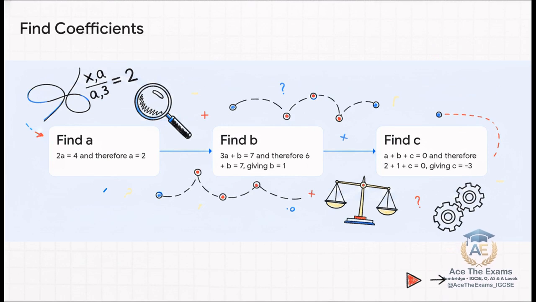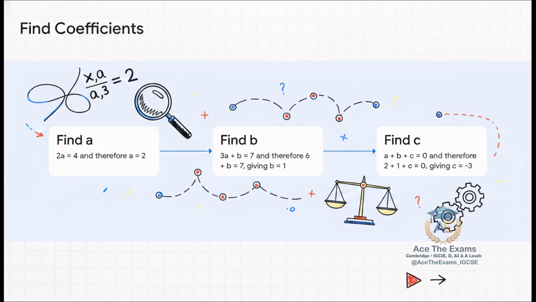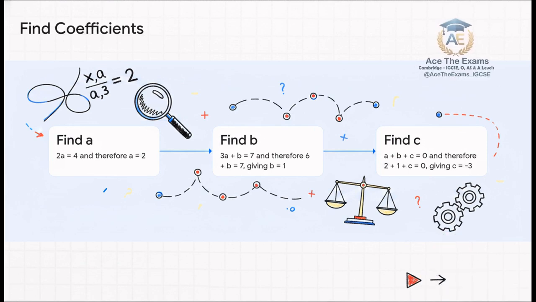The constant second difference is always equal to 2a, so 2a equals 4, which means a equals 2. The very first term of the first difference row is always equal to 3a plus b, so 3a plus b equals 7. Since we know a is 2, that's 6 plus b equals 7, so b equals 1. Finally, the very first term of the actual sequence is always a plus b plus c, so a plus b plus c equals 0. 2 plus 1 plus c equals 0, giving us c equals -3.